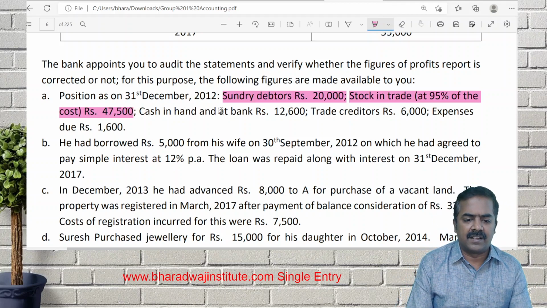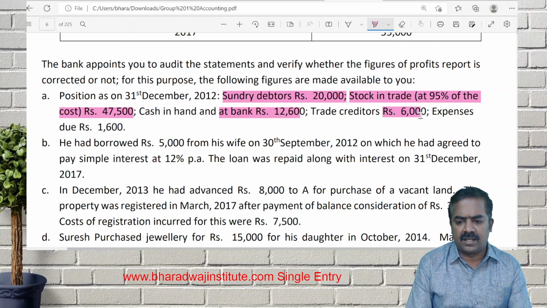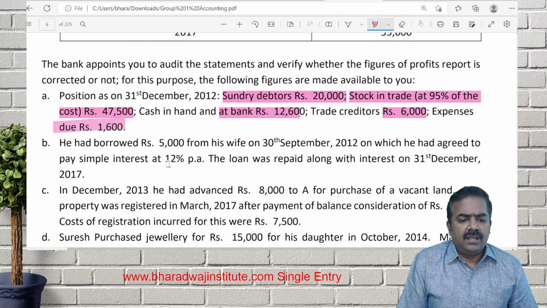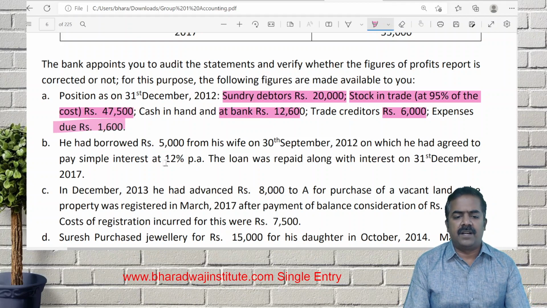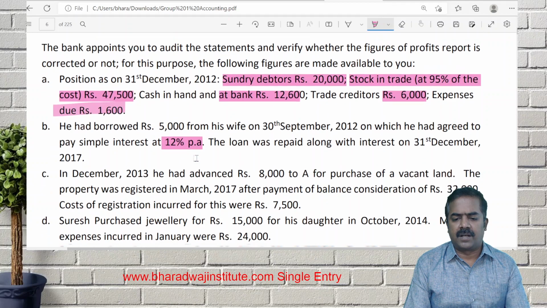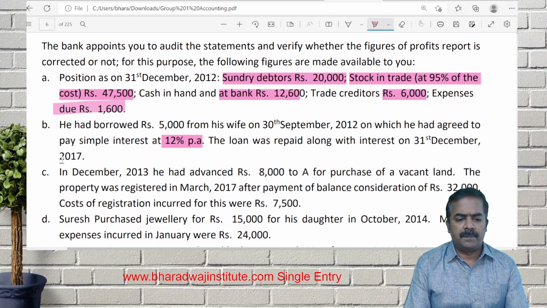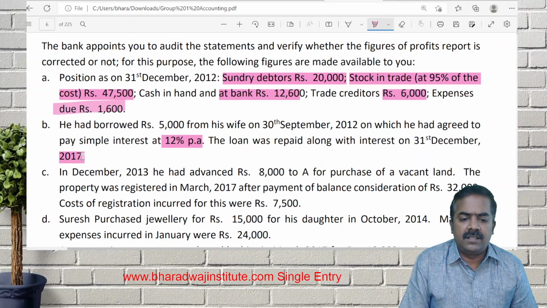And they have given which balance? Cash in hand and which one? Bank. Cash at bank is given, then creditors are given, outstanding expenses are given. Then he has borrowed 5,000 from his wife on 30th September 2012, which he has agreed to pay a simple interest of how much? 12% per annum. The loan was repaid in 2017.